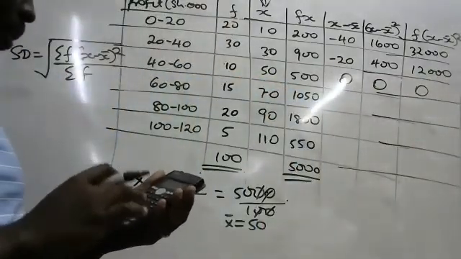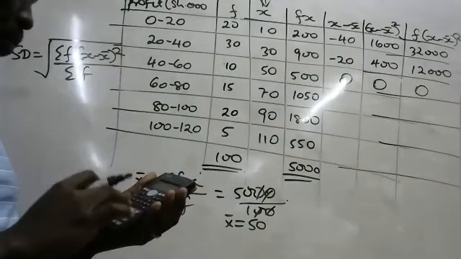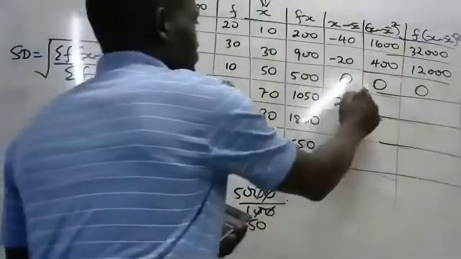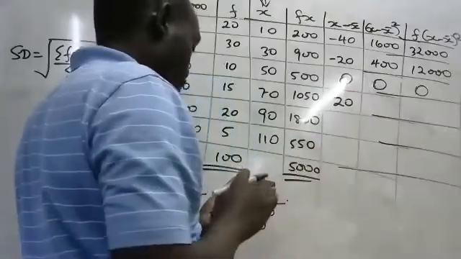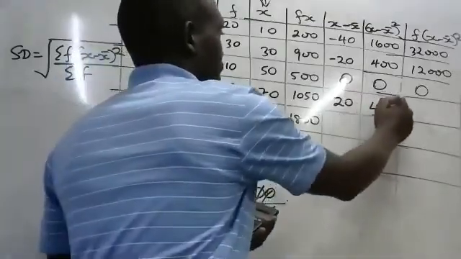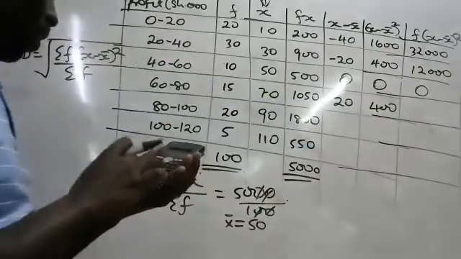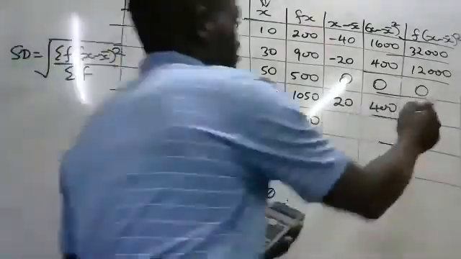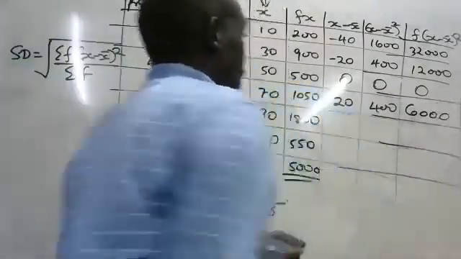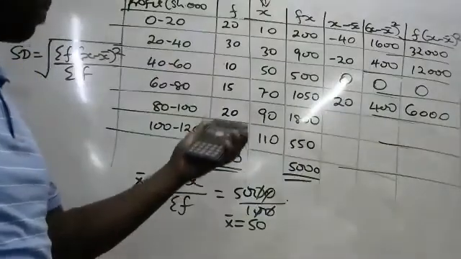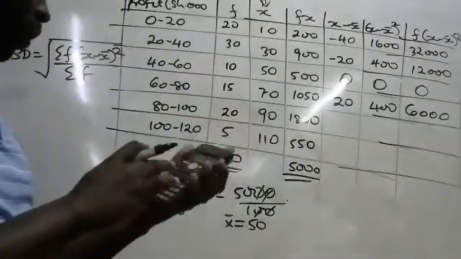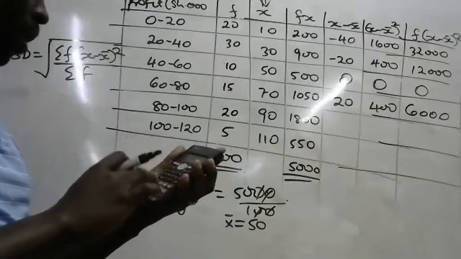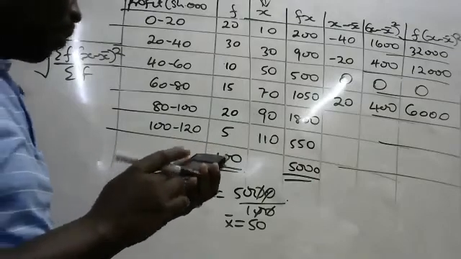The other one is 70 minus 50, which gives us 20. Squared is going to be 400, times 15, it gives us 6,000. The other one is x is 90 minus x bar, which is 50, gives us 40.